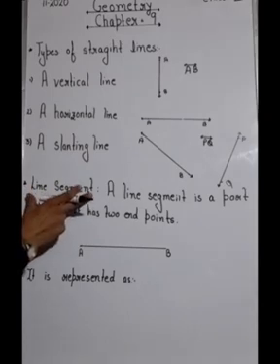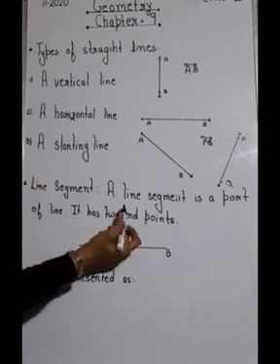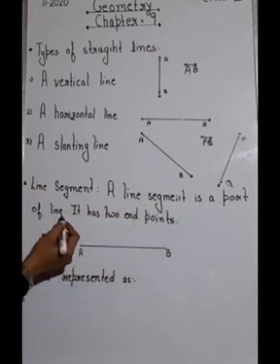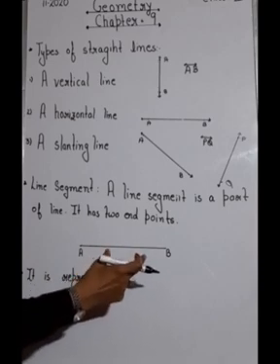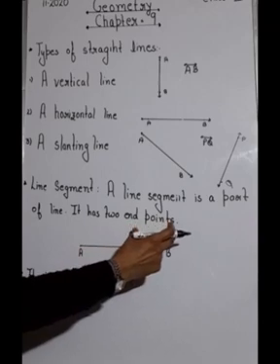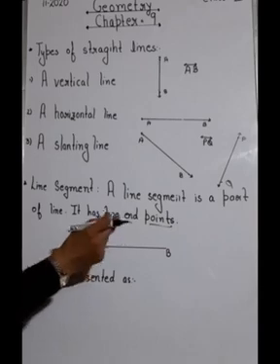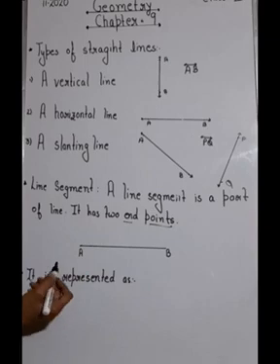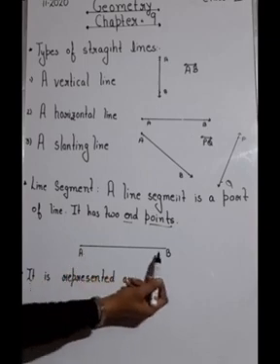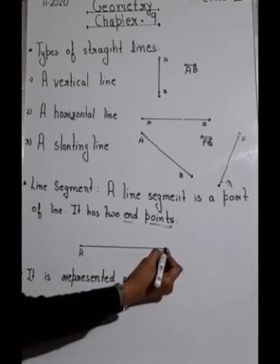Next is the line segment. In our previous video we studied what a line is. Now we will study what a line segment is. A line segment is a part of a line. It has two endpoints. This is very important. I told you a line does not have an endpoint, but a line segment does have two endpoints. Here I have drawn a line segment AB. One endpoint is A and the other endpoint is B.